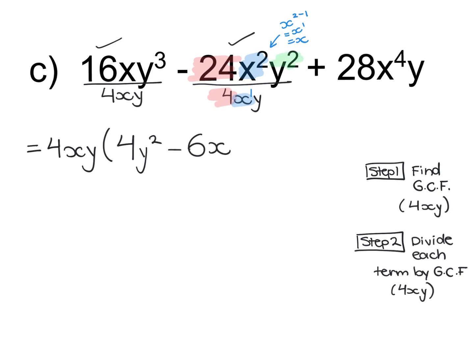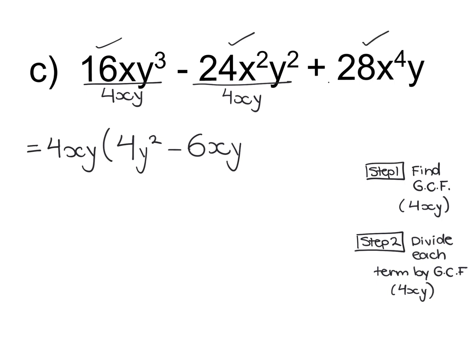Now let's focus on the y's. We've got y squared divided by y, or y to the power 1. Now again, when you're dealing with the exponents, you're subtracting the bottom exponent from the top, which happens to be y to the power 1, same thing as y. So let's put that y beside it. Okay, so that term is done.